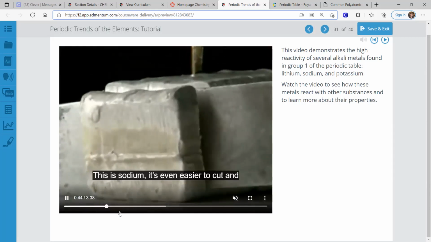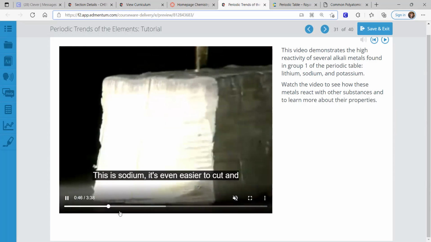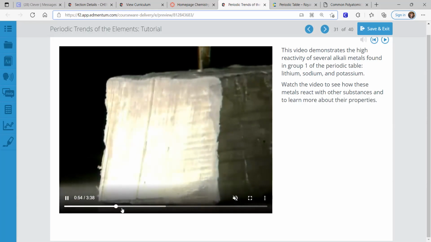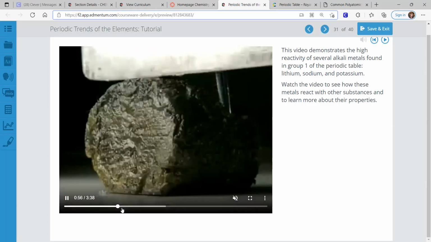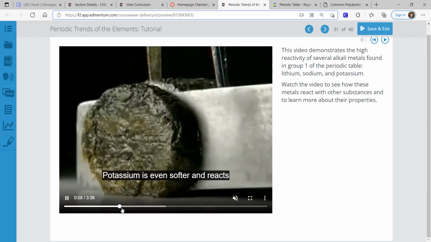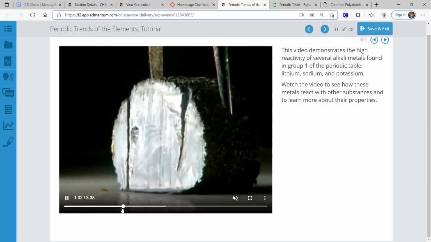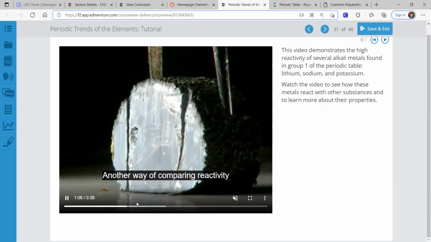There's sodium, even easier to cut, and then the surface discolors as it reacts with the air around it, the oxygen. Here we have potassium, and it reacts even faster. So you can see the reactivity is going up.